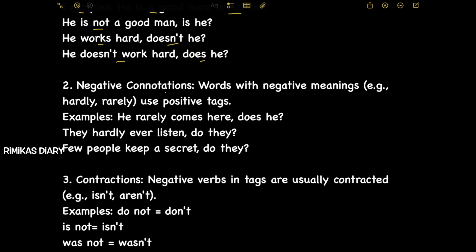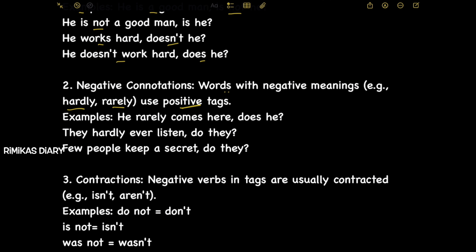Second rule: negative connotations. Words with negative meanings, for example hardly, rarely, use positive tags. Examples: he rarely comes here, does he? This is a negative statement, so it uses a positive tag. The meaning of words like hardly and rarely is negative.